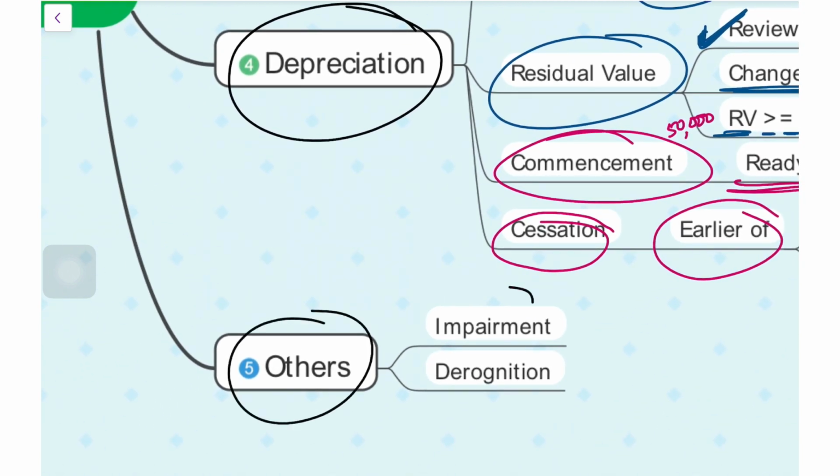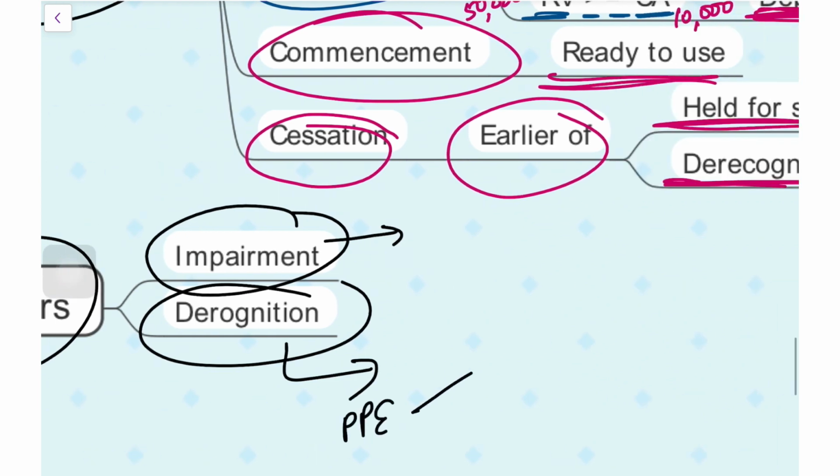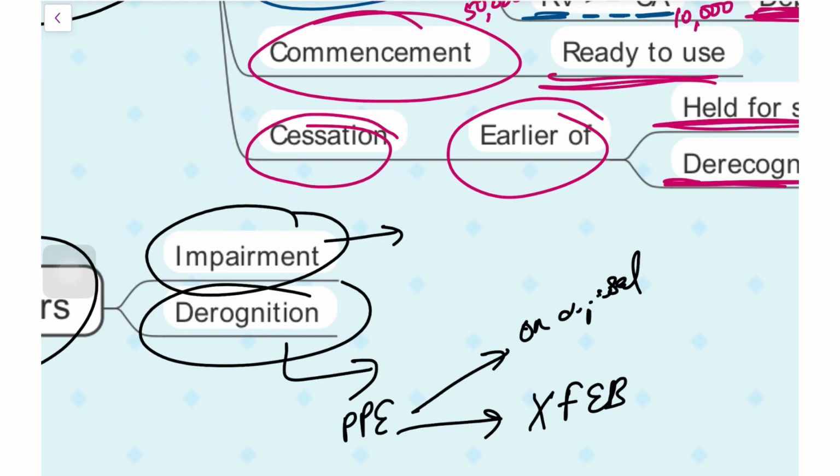And then there is a final topic on impairment and derecognition. Talking of impairment, we are going to cover it under another standard, so we are not going to discuss it here, but related to derecognition, let's discuss it here. When shall a PPE be derecognized? Either on disposal of that asset, or when you think that there will be no future economic benefit from the asset, at that time you can derecognize it.